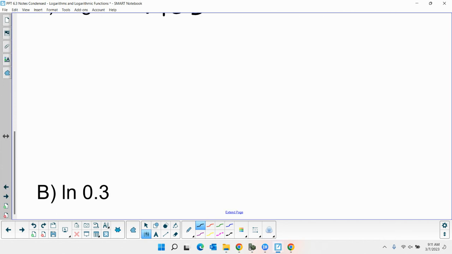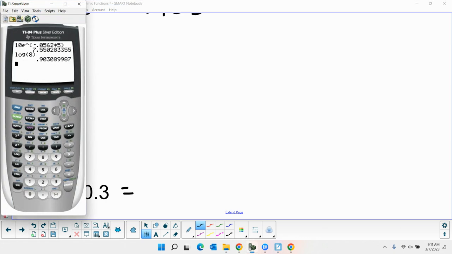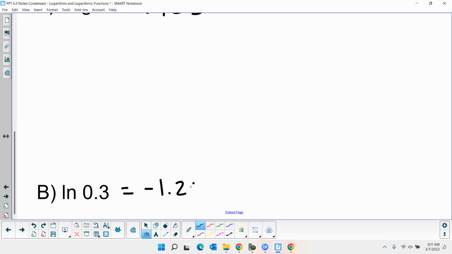ln 0.3. So do it quick. Hit the ln button. ln 0.3. Close it up. Negative 1.204 to 3 decimal places, right? So if you have to do those, this is calculator work. Okay? All right.